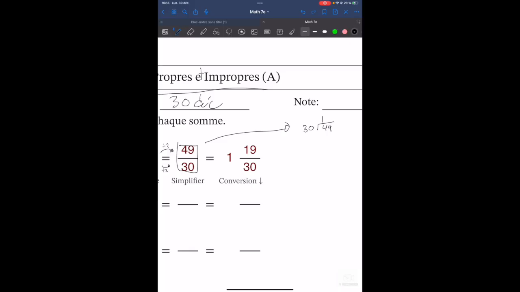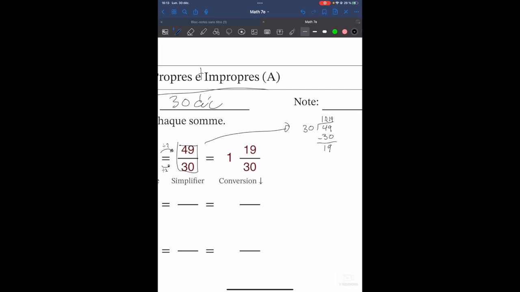Now I've got a subtraction to do. So I've got 1 times 30 is 30. And that's a subtraction. So I've got 49 minus 30. It gives me 19. That means my answer is 1, R19. In French we do R. It means restant. That's how much is left.